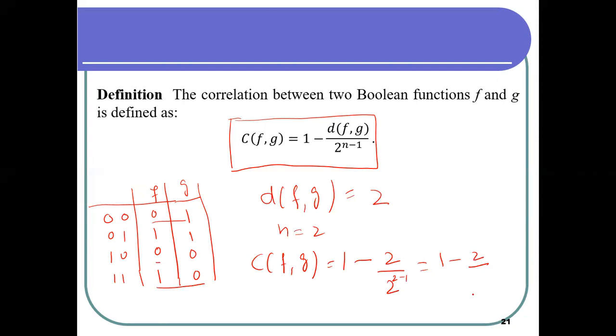What it would be, 2. So in that case, the correlation between f and g is 0.